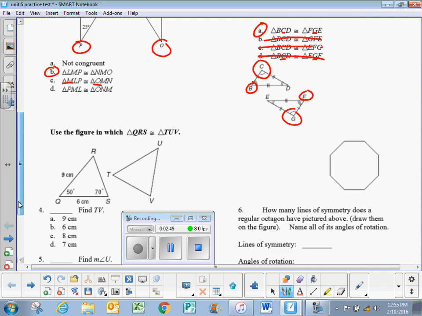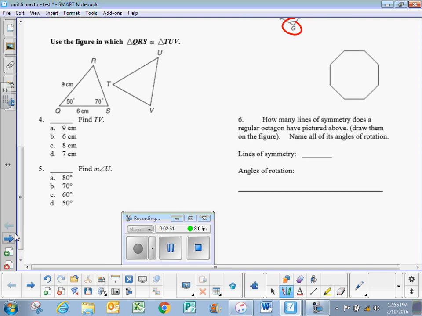Okay, number 4, same dealio with the corresponding parts on the congruent statement. We want to find TV. TV is this segment right here. Notice it's first and last in that one. So that means it's congruent to QS, which is this one. And if QS is 6, then that means this is also 6. And therefore it's B. So the order tells you the corresponding parts.